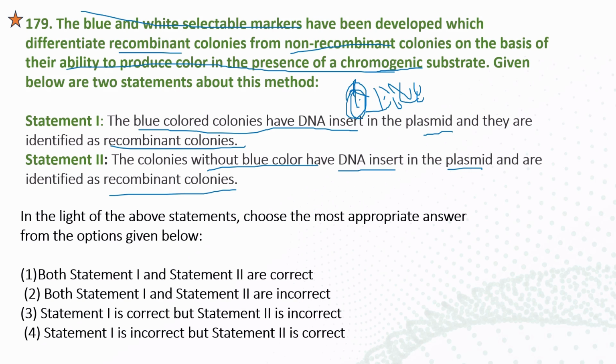Selectable markers here, like we have discussed in the lacZ gene, normally we know that the beta galactosidase enzyme is involved. When the DNA is inserted into the beta galactosidase marker site of the E. coli bacteria plasmid, the blue colonies turn colorless. According to that, we have revised that question in the PYQs.